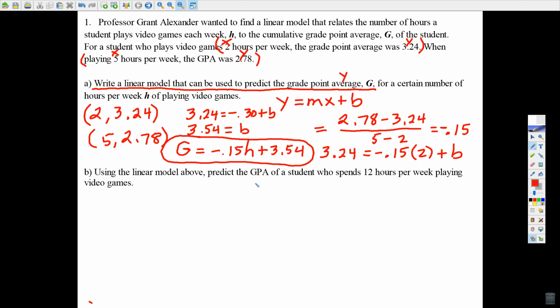Using the slope formula, y2 minus y1. Yeah, every time I do that, I get 0.46. Okay.